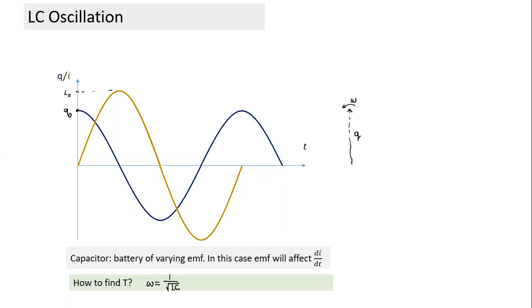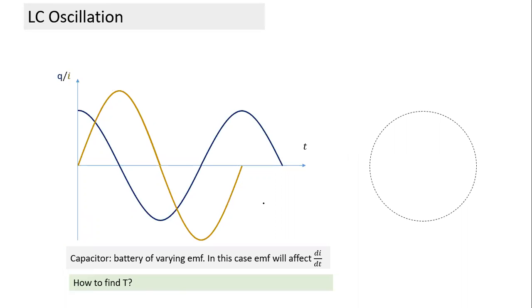So what will be the value of q? If I draw a phasor like this, what will be the value of q at different times? I can easily find it out if you understand the basic concept of the phasor. Let's quickly try and understand that part as well.